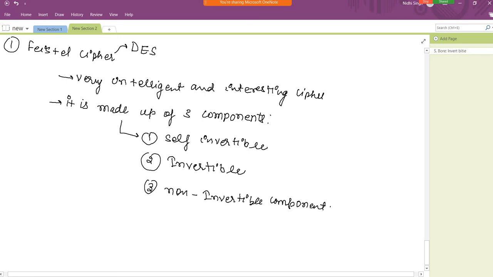So self-invertible means just like simple XOR, which is treated as self-invertible. ठीक है. Invertible components like S box and P box, जिसमें आपको थोड़ा मेहनत करना पड़ता है, टेबल वेबल देखना पड़ता है. So that's why it is called invertible component. Self invertible में आपको मेहनत नहीं करना पड़ता, XOR अपने आप अपना काम कर देता है. ठीक है. And what about the non-invertible? Non-invertible components like compression P box and the expansion P box.